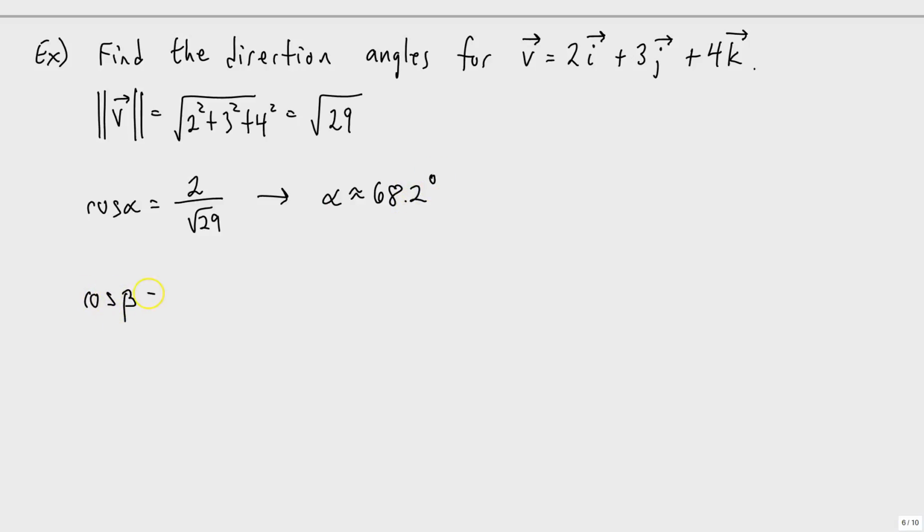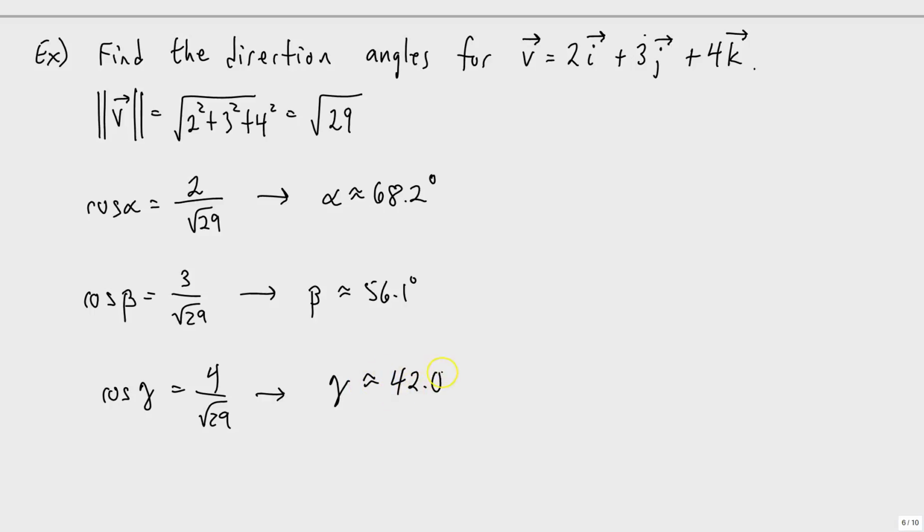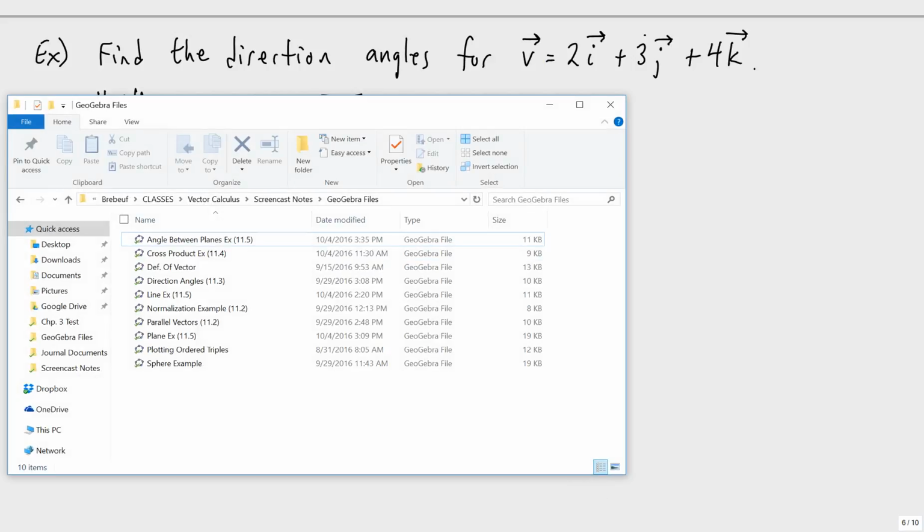Well, cosine of beta, we take the second component and divide by the magnitude of v. Inverse cosine tells us that beta is about 56.1 degrees. And then gamma, we take the third component, divide by the magnitude, inverse cosine, and we get about 42, a little bit of rounding going on here. So those are the direction angles. With those three angles, you could articulate those to someone, and they should be able to visualize where vector v is pointed.